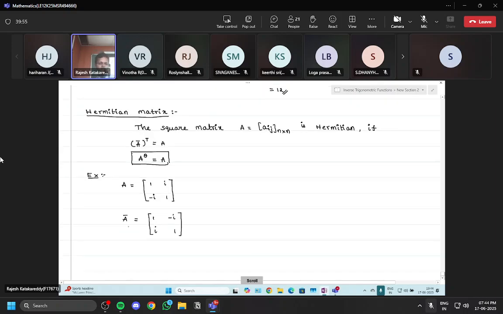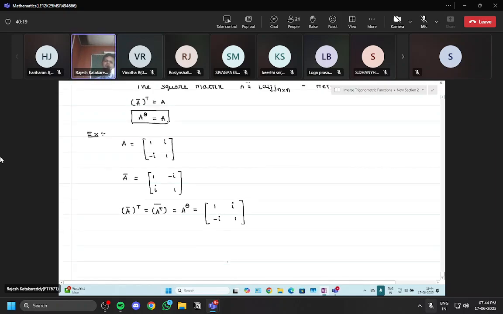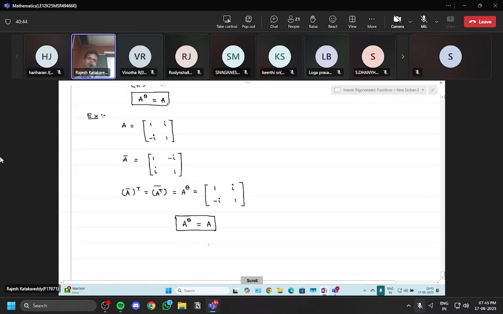Clear? So like now we are doing transpose of this one. A conjugate transpose is also equal to A transpose whole conjugate, that we are naming as A power theta. If we do transpose, we get 1, I, minus I, and 1. Clear, which is same as A. A power theta is equal to A, therefore it is a Hermitian matrix. We can give one example as well, but like definition and this one will do. Right? Understood?